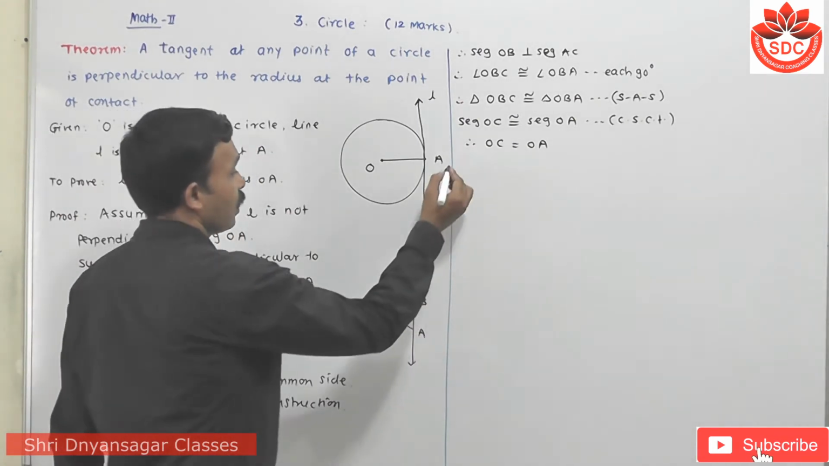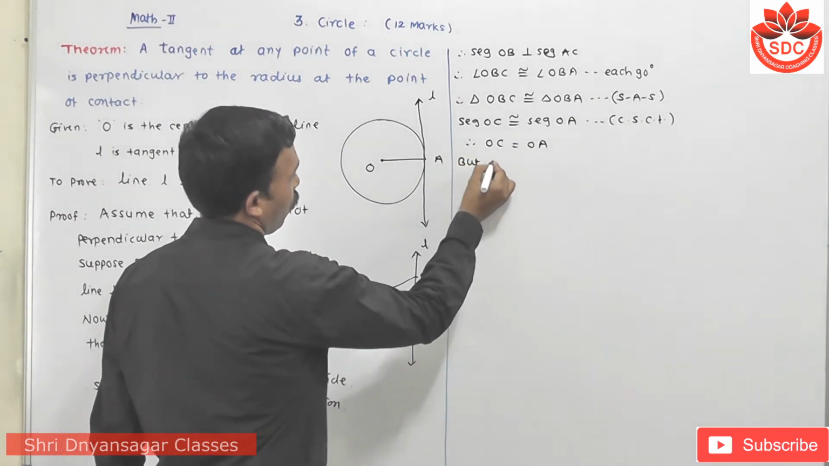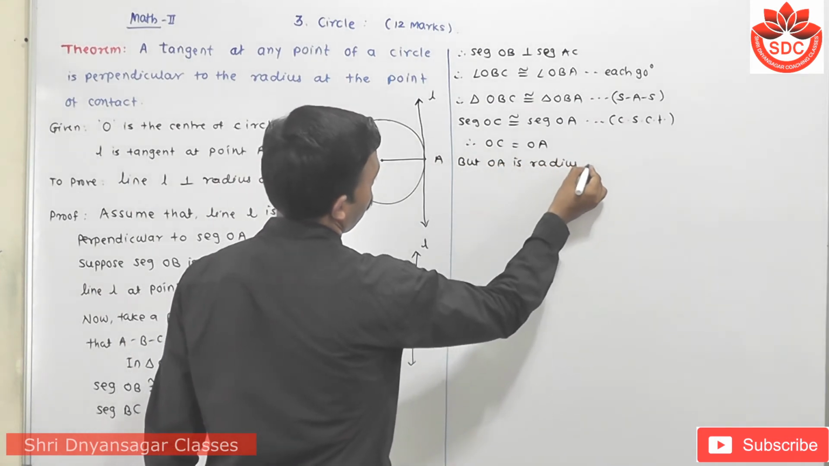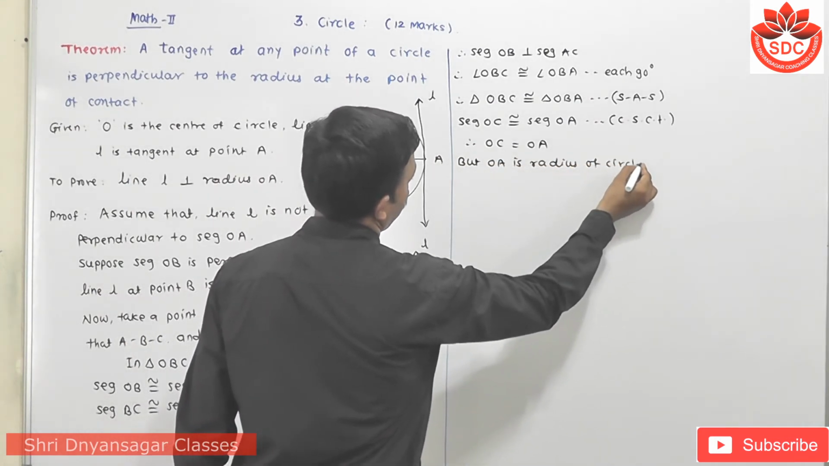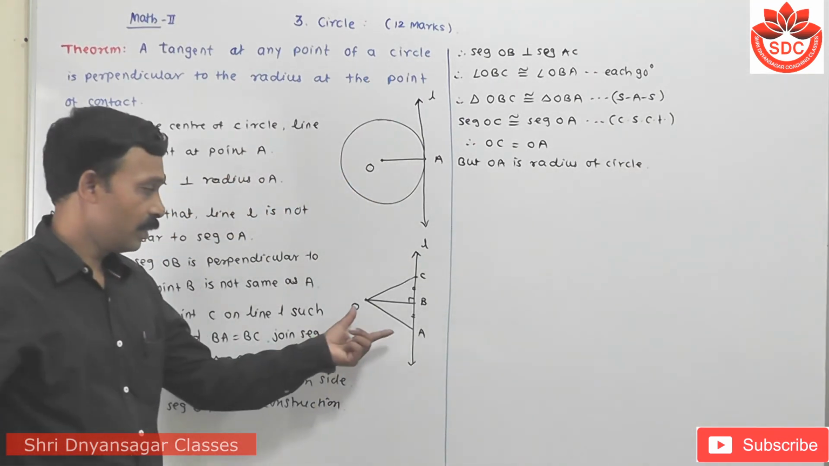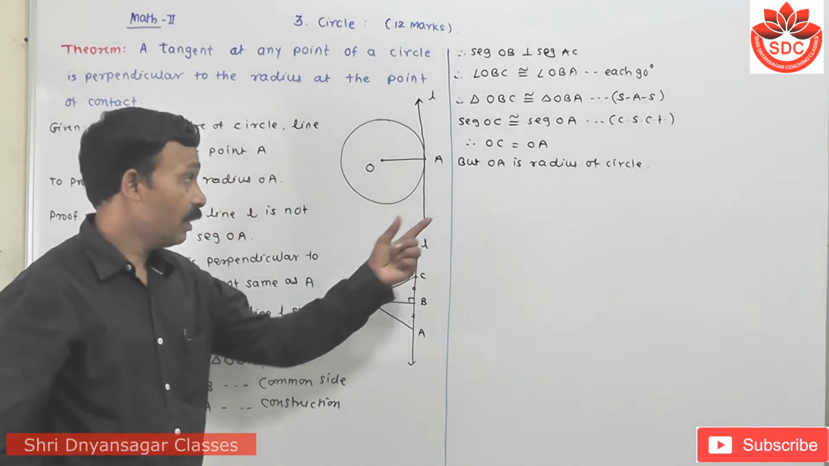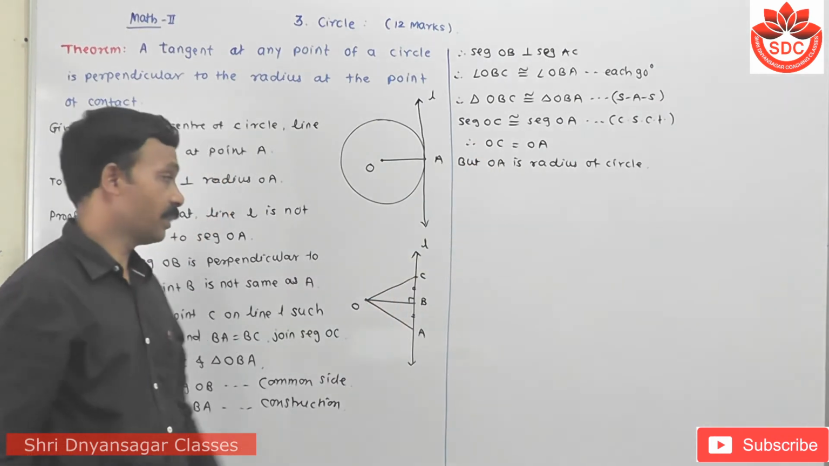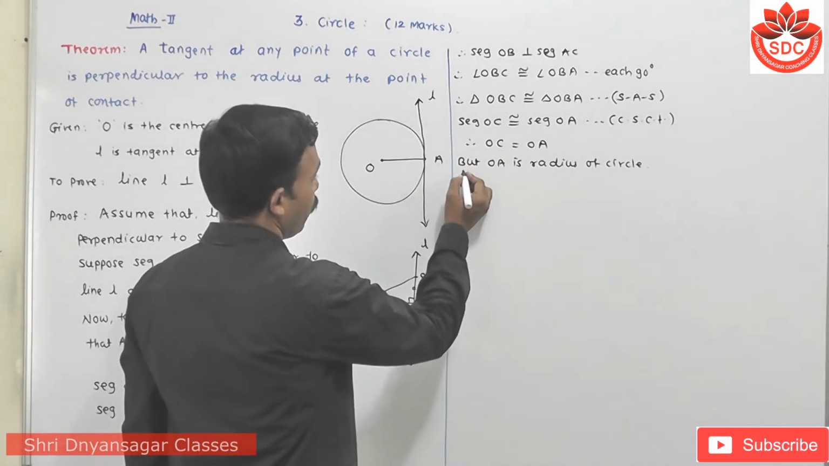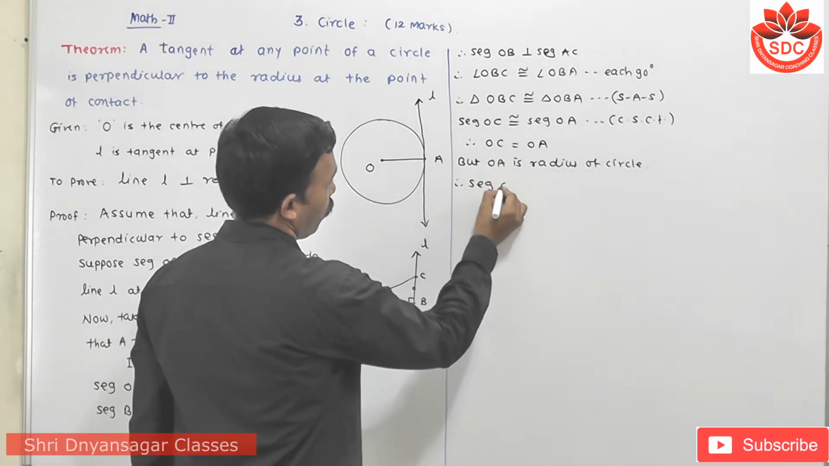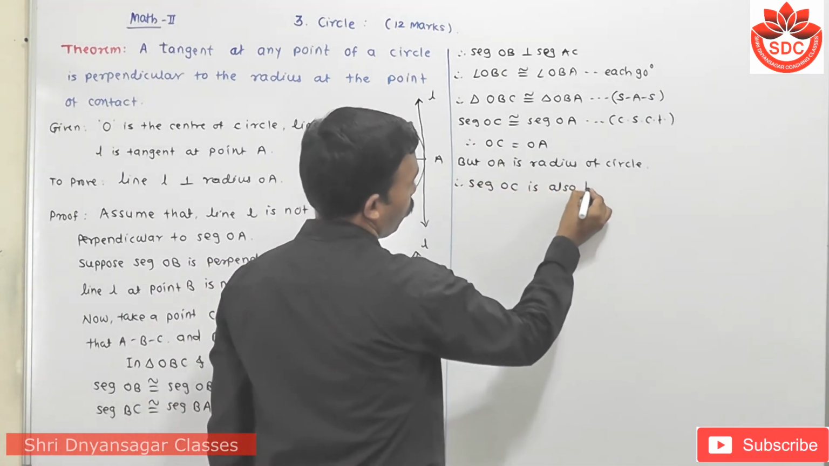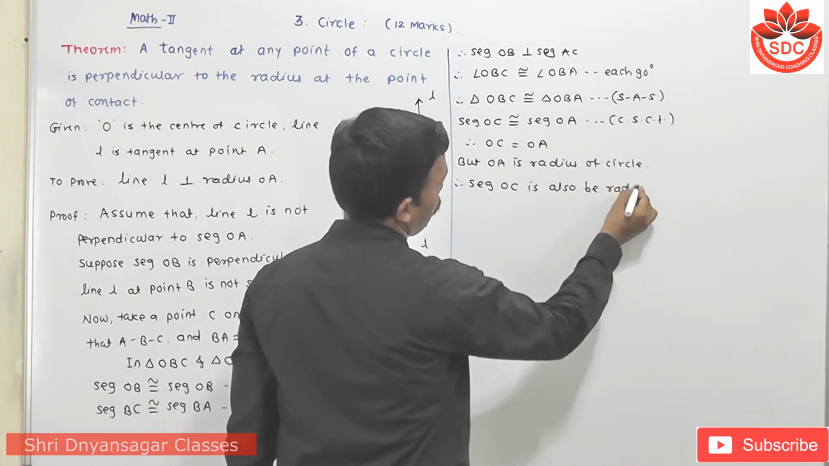But OA is the radius of the circle. Student, look here. This is the radius here. आता इथे OA आणि OC इक्वल आला म्हणजे OC सुद्धा काय आला त्याचा रेडियस होता. Therefore segment OC is also the radius.